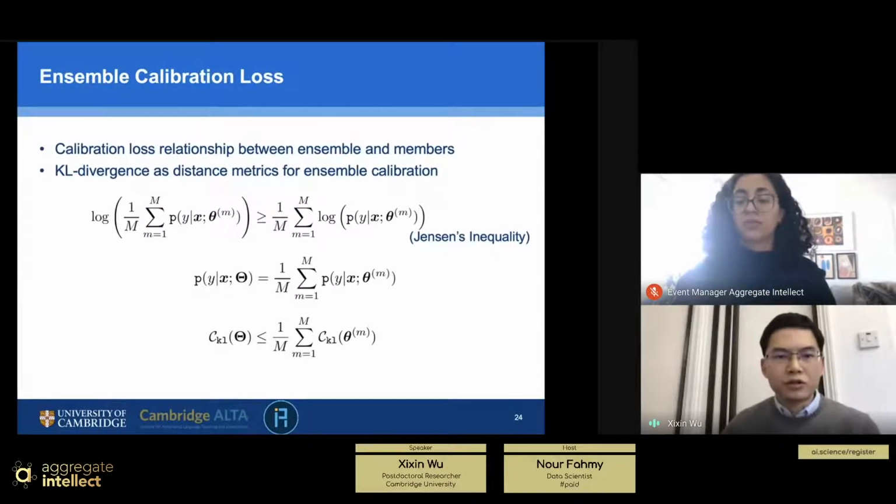As we mentioned, we can use KL divergence as the metric for ensemble calibration. By Jensen's inequality, the log of the mean is larger than or equal to the mean of the logs. According to the ensemble definition, the ensemble is the combination of the members. So we can easily find that the KL divergence-based calibration loss of the ensemble is less than or equal to the mean of the members' KL divergence-based calibration loss. This means the ensemble will be better than the average of the members. So this doesn't explain the scenario we faced.